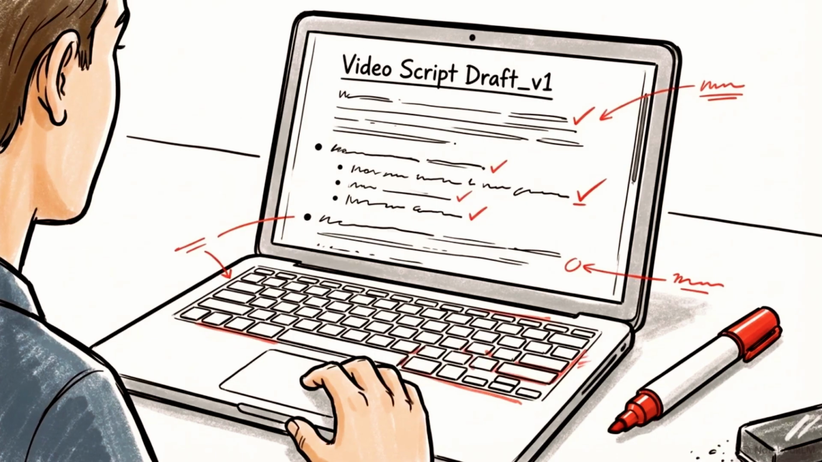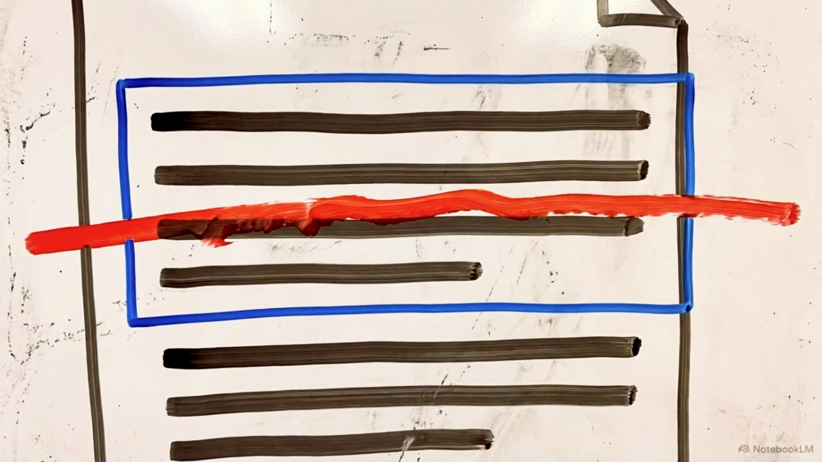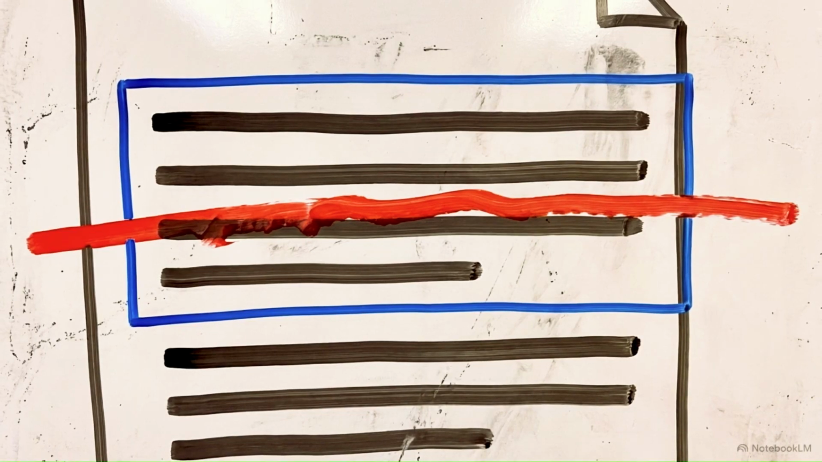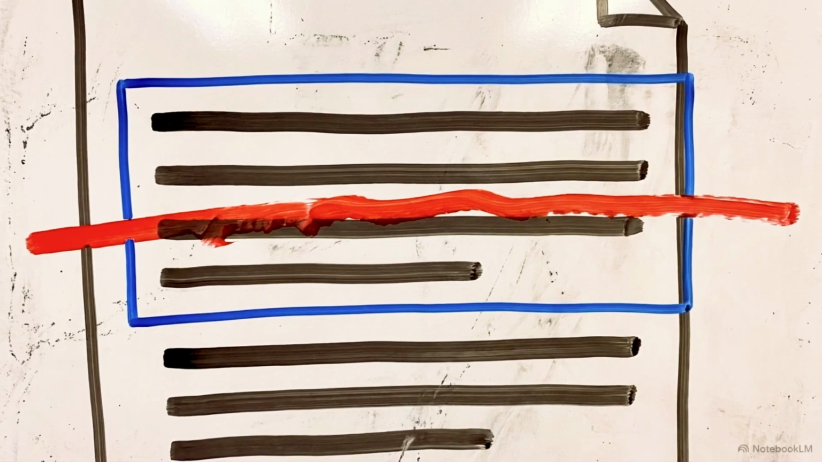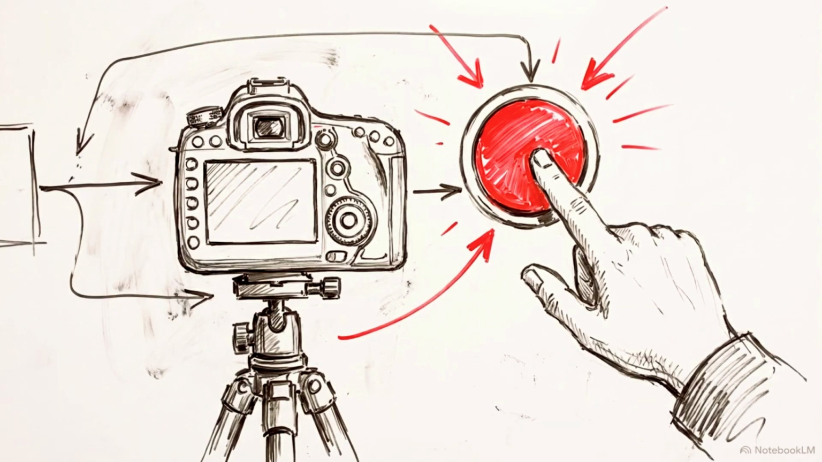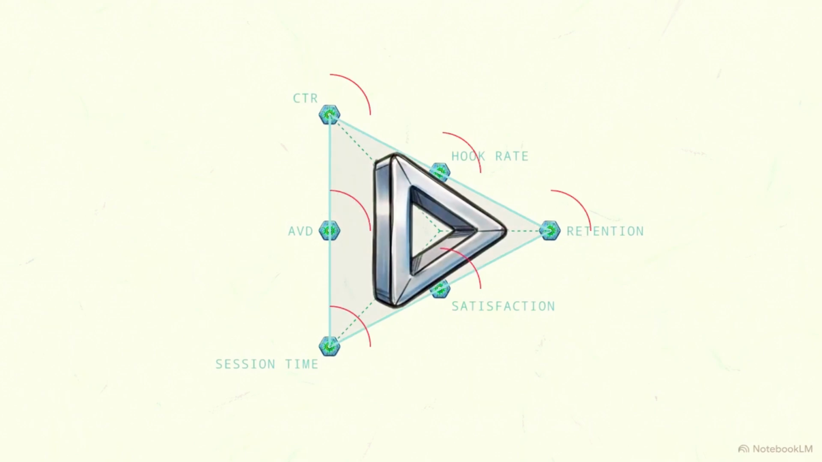Pull up your current working draft. Run it through this exact audit right now. If the hook is weak, cut it. If the title doesn't create curiosity, rewrite it. Fix the gaps in your workflow before you press record. Algorithmic success is an engineered certainty for creators who respect the data.